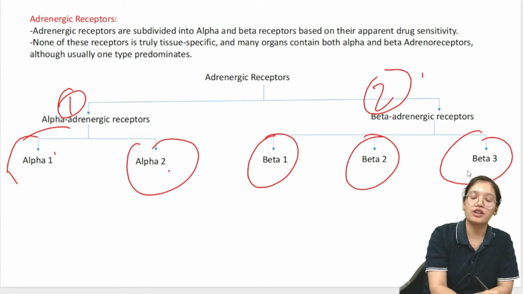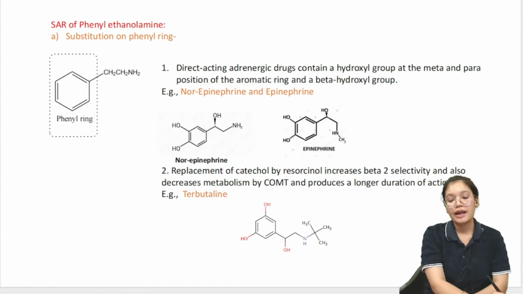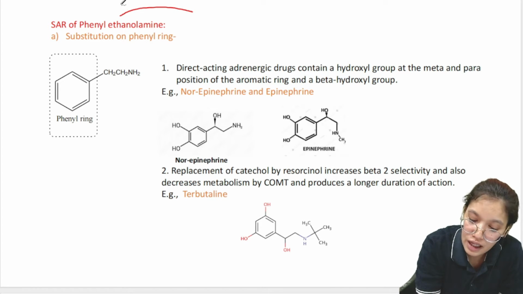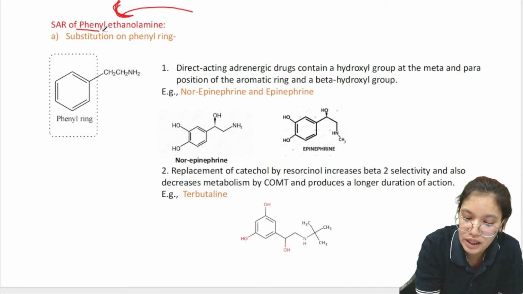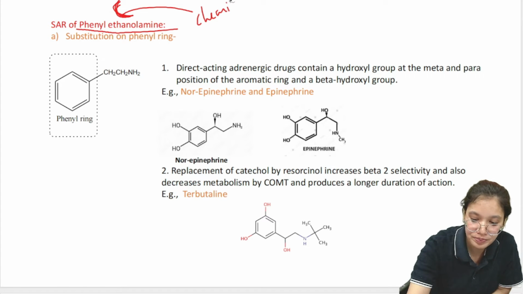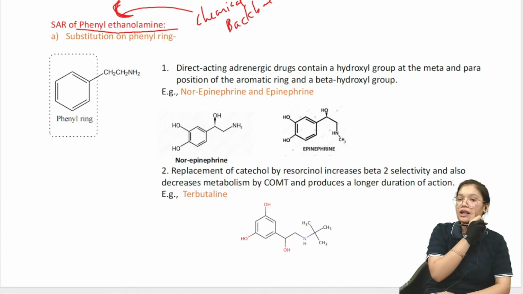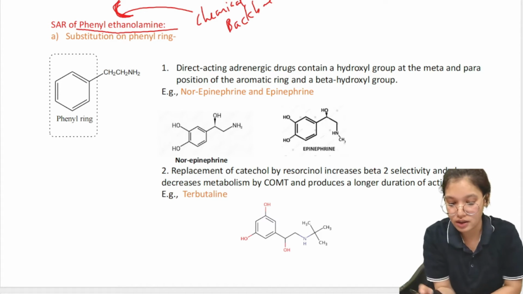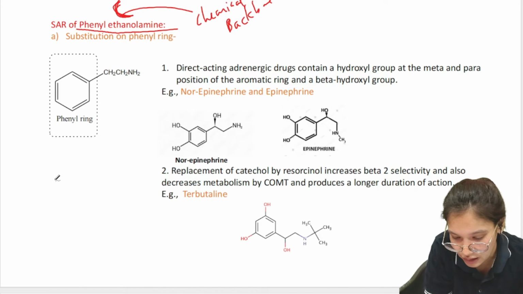beta 3 adrenergic receptors. Now, the SAR of phenylethylamine. So, why the SAR of phenylethylamine? As I already told you, phenylethylamine is the chemical backbone for various adrenergic drugs and the naturally occurring neurotransmitters like epinephrine and norepinephrine. So, that's why phenylethylamine is very important. This is the structure of phenylethylamine.